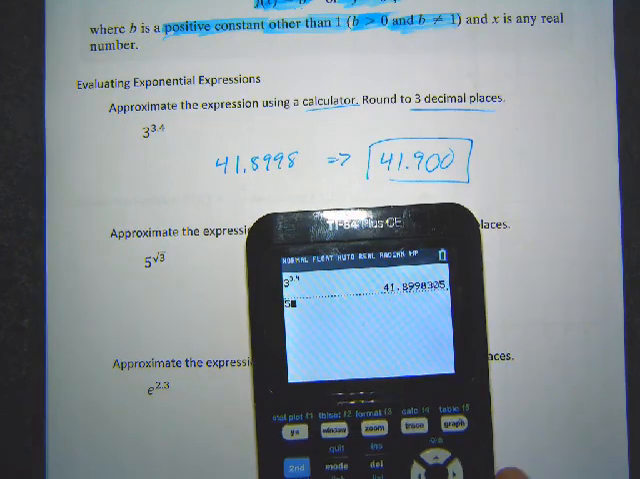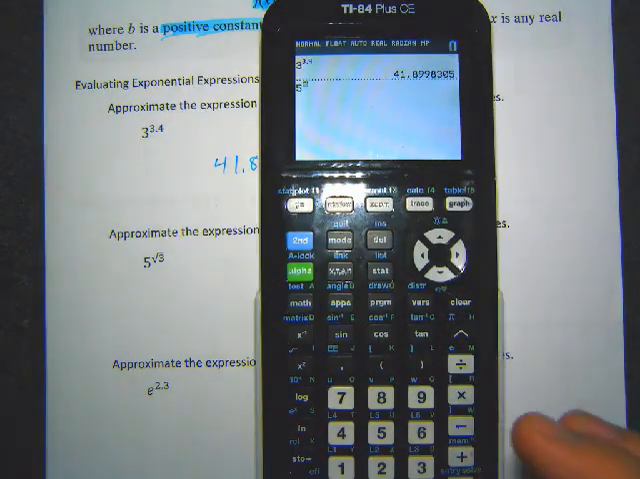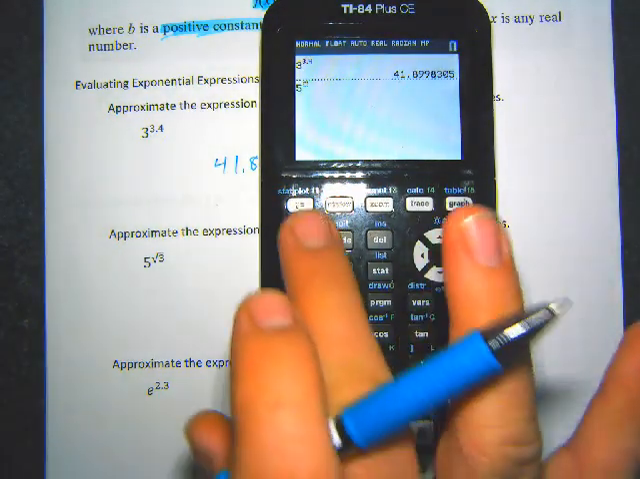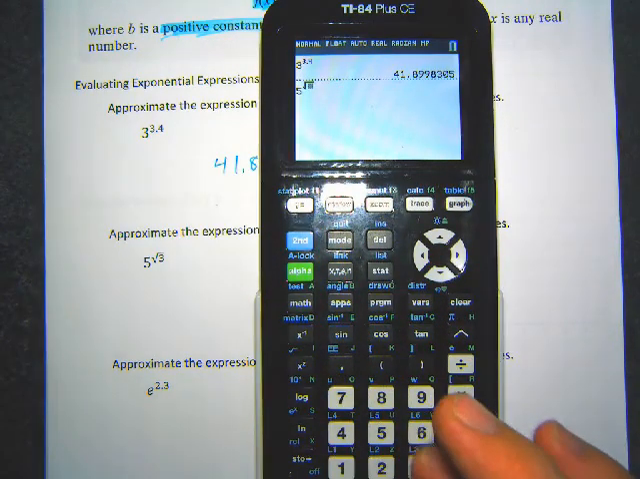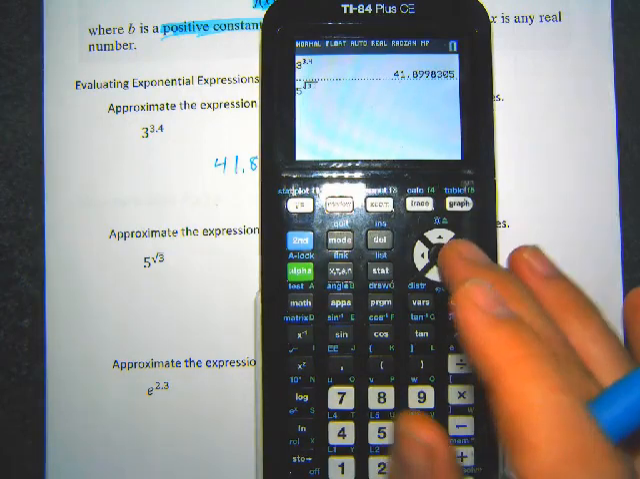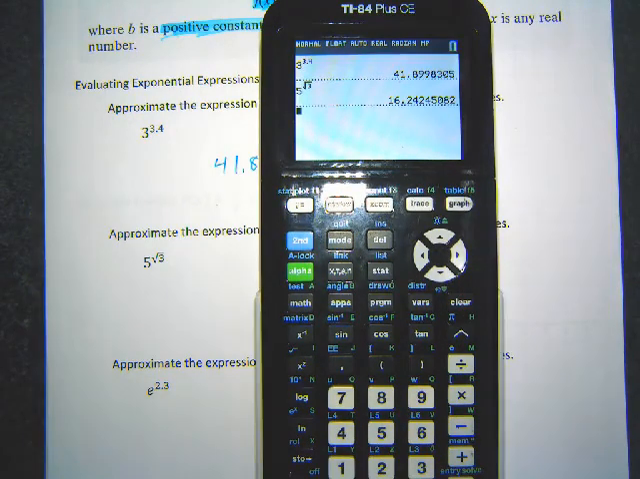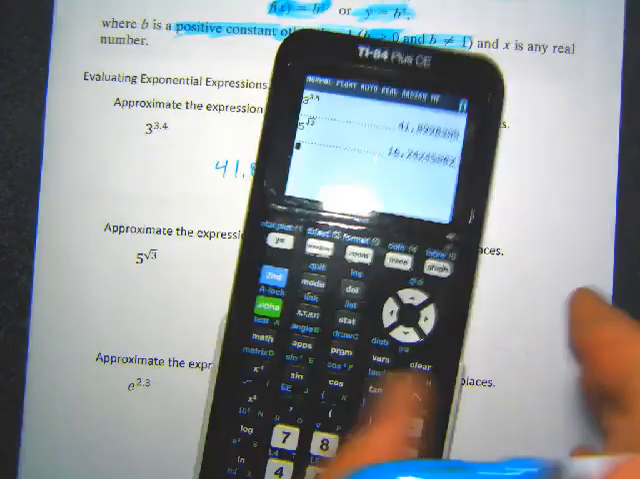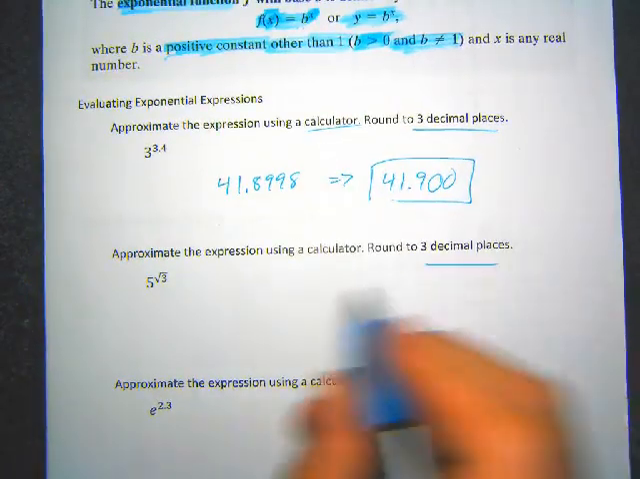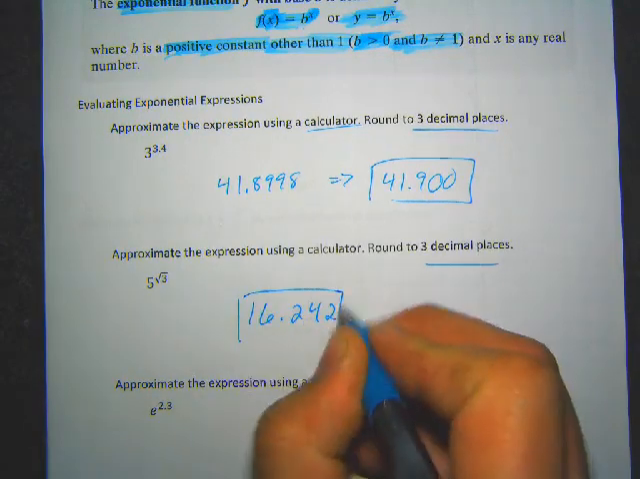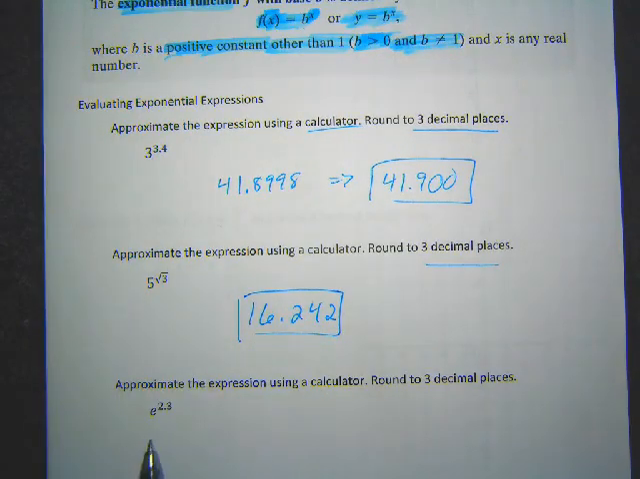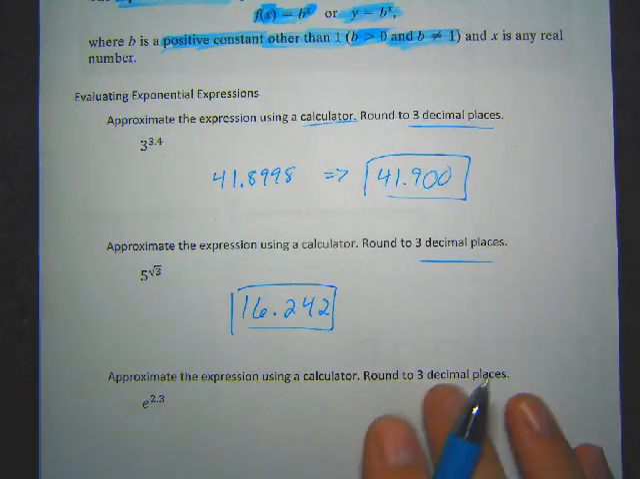Again, we're using the power button here. Then I want square root, so I'm going to hit second and do the square root button right there. Then I got 3 inside that root. So I have 5 to the square root of 3, and that would be about 16.242 is what this rounds to. So round to 3 decimal places, 16.242. So again, you can have weird powers because anything can be a power as long as it's a real number. No imaginary powers, but anything real could be a power.